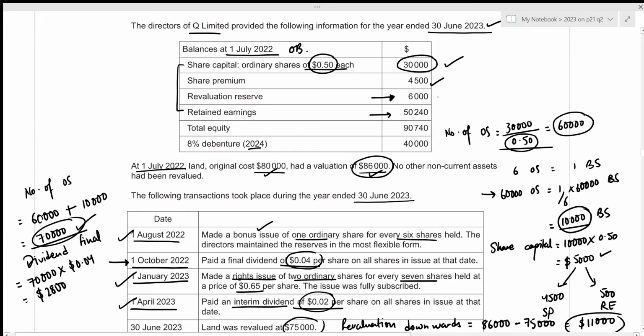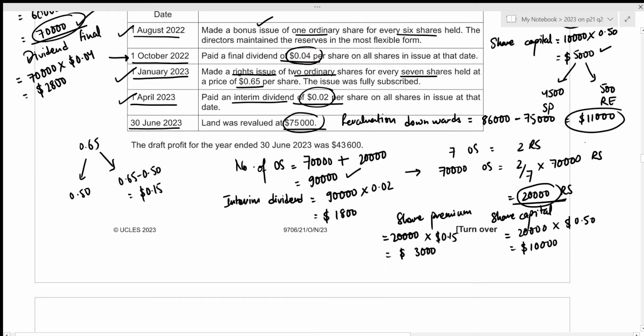But in this case, remember that we only have 6,000 within the revaluation reserve and we cannot have a negative reserve. So we only subtract 6,000 from our revaluation reserve and the remaining 5,000 should be subtracted from our retained earnings. So for this 11,000, within our revaluation reserve we only subtract 6,000. Then from our retained earnings, we subtract the remaining 5,000. That's all for the fifth transaction.